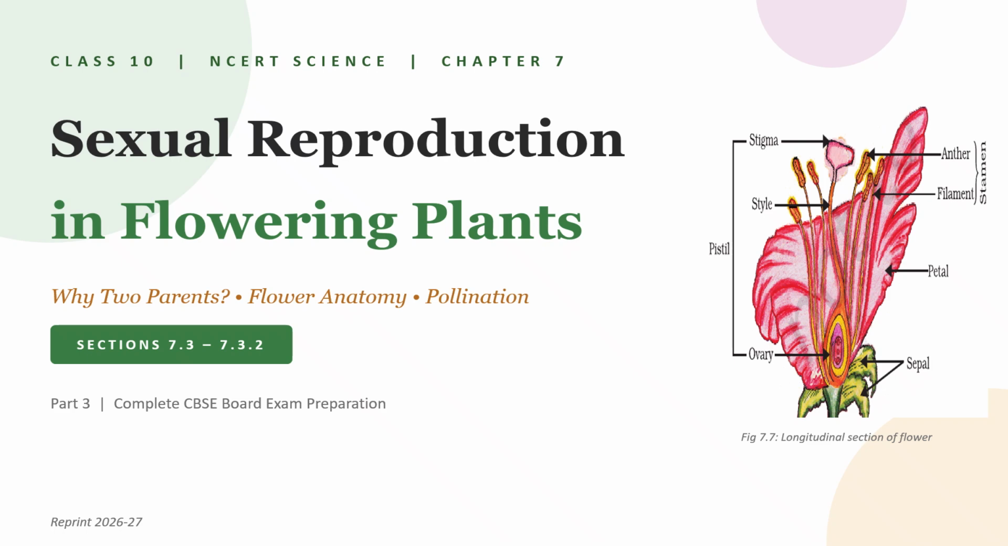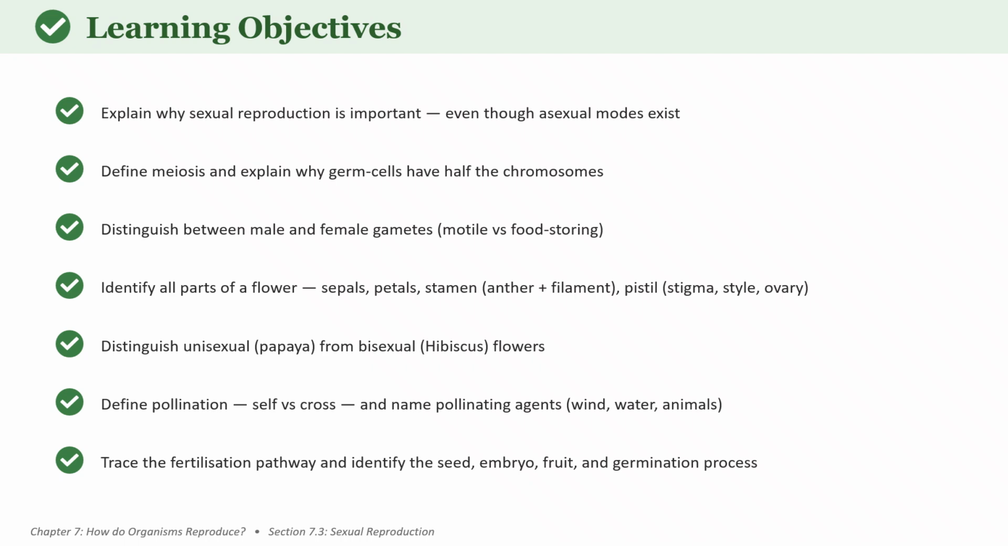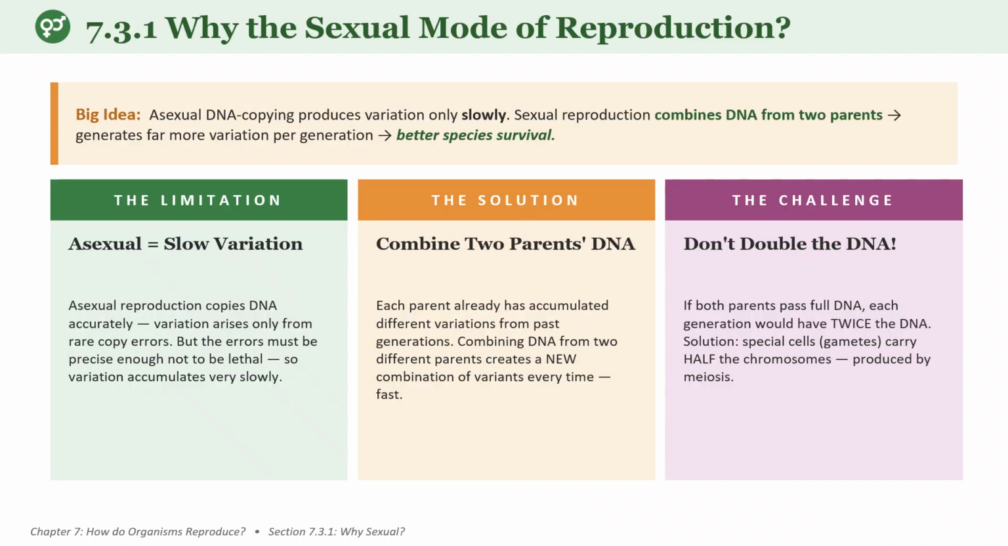Today we are going to see Class 10 Science Chapter 7, Sexual Reproduction in Flowering Plants. So today we'll be learning about why sexual reproduction is important, and also understand meiosis, differentiate male and female gametes, identify the flower parts, and understand pollination and fertilization. Let's start with the topic, children.